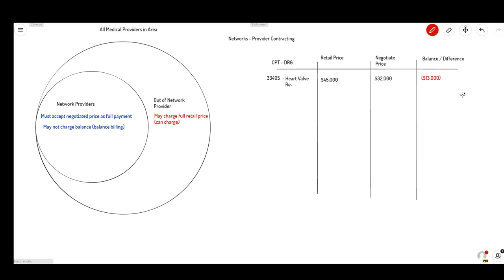So that's the high-level overview of how provider contracting works, and in the next video, we'll talk about the health plan.